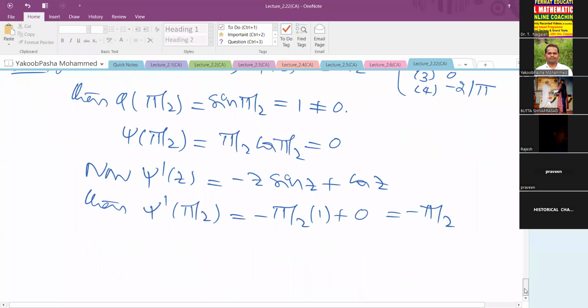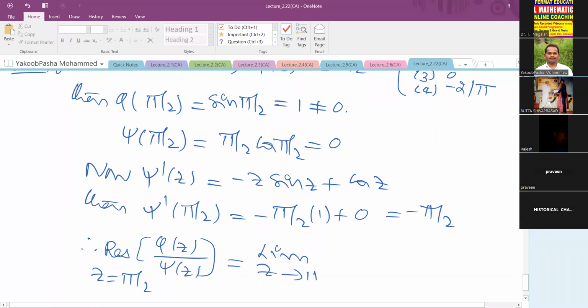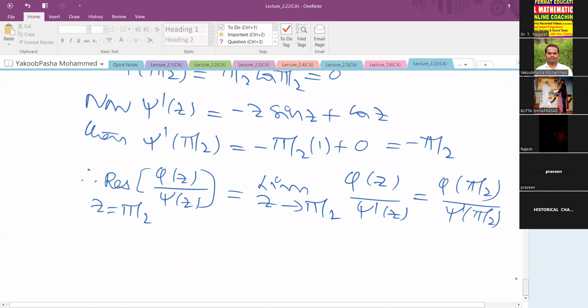So we have the formula: the residue of the function phi of z by psi of z at z is equal to pi by 2 is equal to limit z tends to pi by 2 of phi of z divided by psi dash of z, or simply we can write it as phi of pi by 2 divided by psi dash of pi by 2. Just substitute the values here.